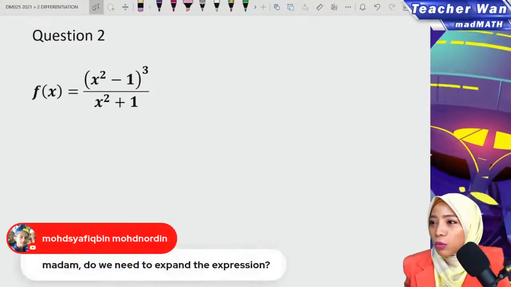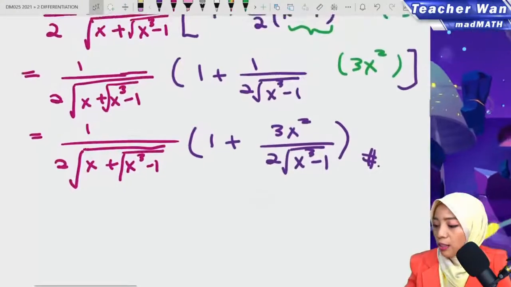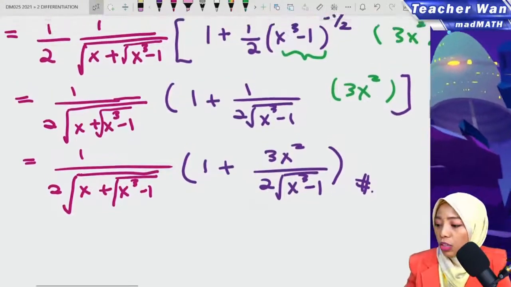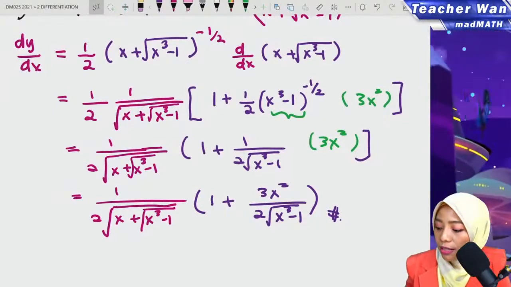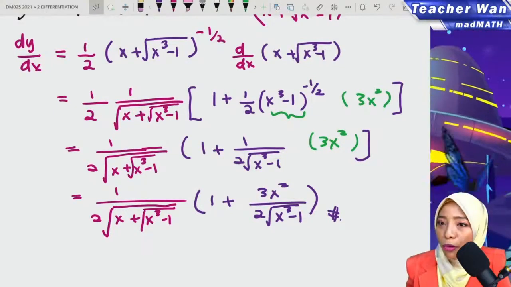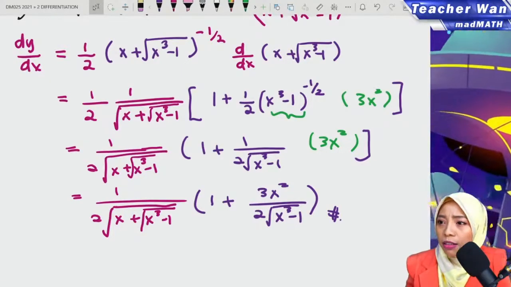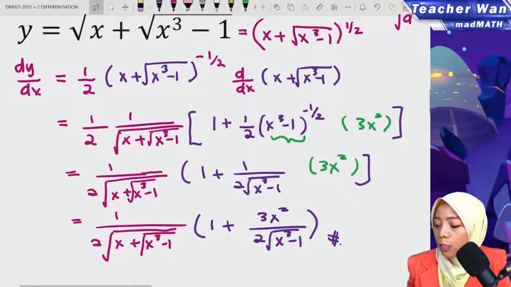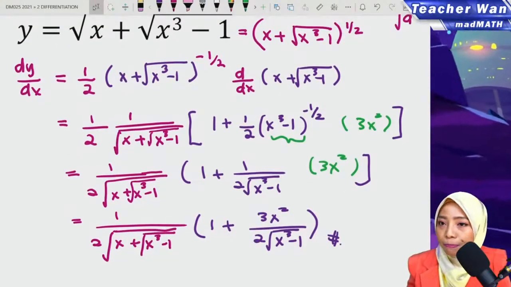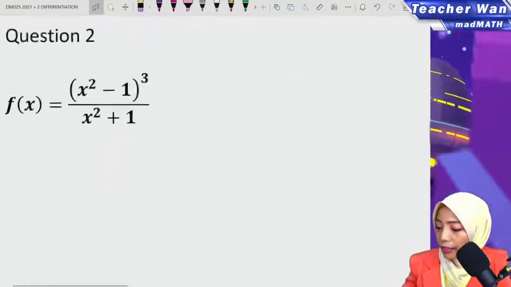Okay, madam, do we need to expand the expression, Shafiq? This one? You mean this one? No. Okay, you don't need to expand. Tak perlu expand pun because this is the simplest form, dah no point you want to expand. Okay, alright, clear Shafiq? This is the final answer. You just leave it like this, okay?